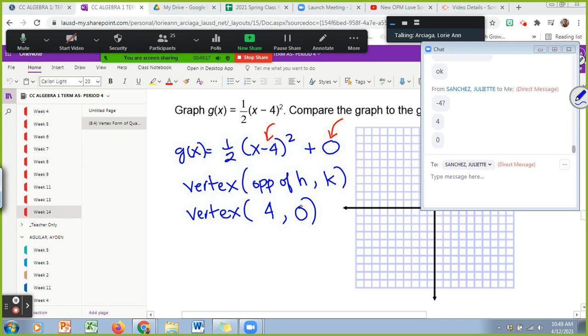Okay, now can you tell me in the chat whether you understood how to get that or not? If you understood how to get that, can you type in 4, 0 in the chat? And if you're not typing that in, maybe you want to ask me some questions. 4, 0, thank you, Sean.